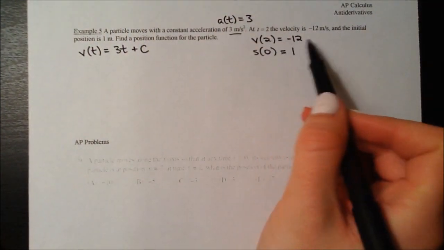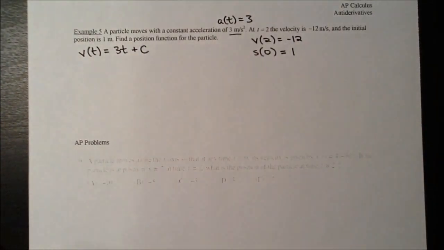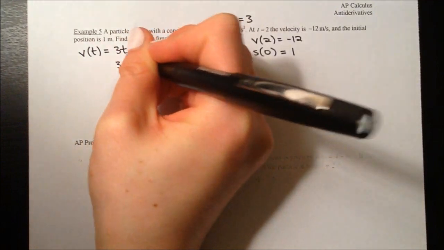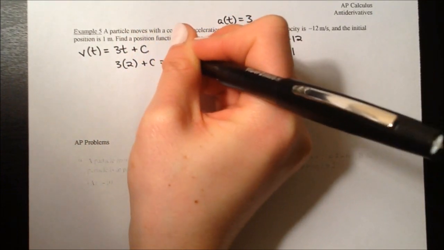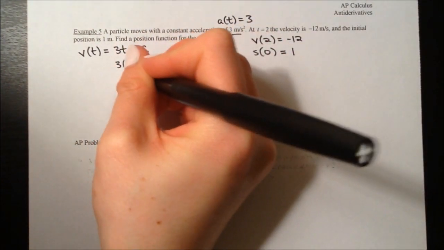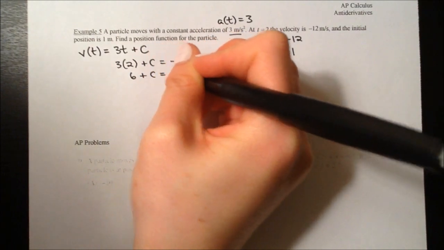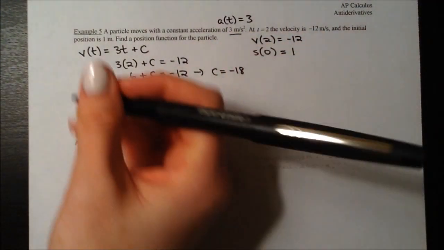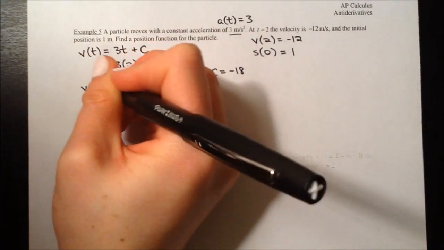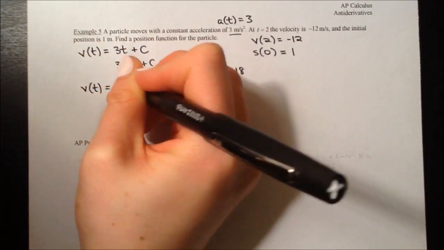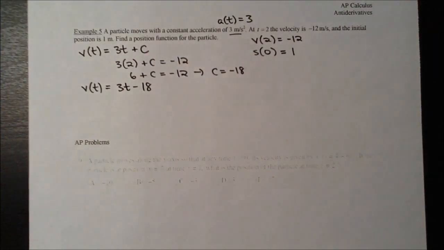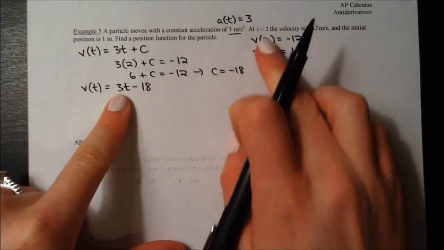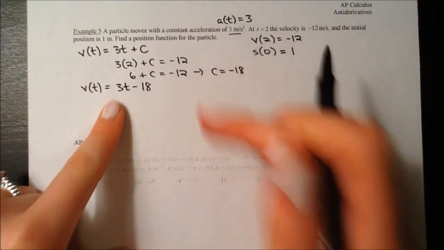We'll use this initial condition to solve for c right here. So if I plug in 2, I need to set it equal to a negative 12. So 6 plus c equals negative 12. That means that c equals a negative 18, so we can rewrite that velocity function. So 3t minus 18 is our velocity function. It has an acceleration of 3, and if I plug in 2, I get negative 12.